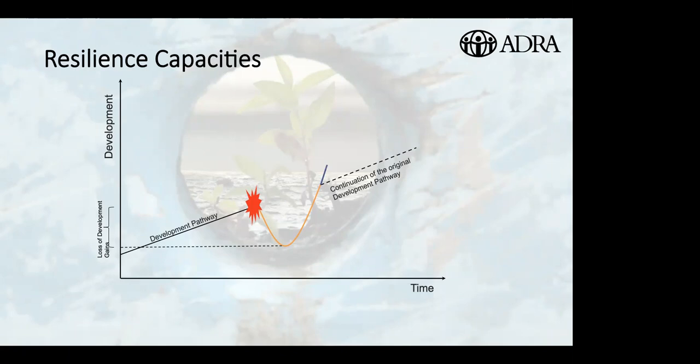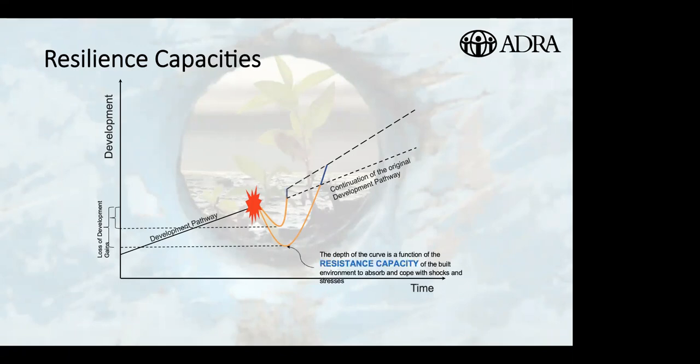And the community obviously would try to regain its development pathway, try to come back to its original development pathway, and at best it will try to even improve on this. And there is this definition called the resistance capacity, and that is analyzing the curve, how steep the curve is. If the development loss is very high, then we can say the resistance capacity of that community was very low. But some communities have better resistance capacity, whereby the loss of development gains is significantly less.